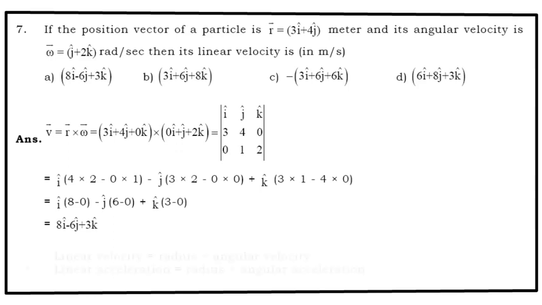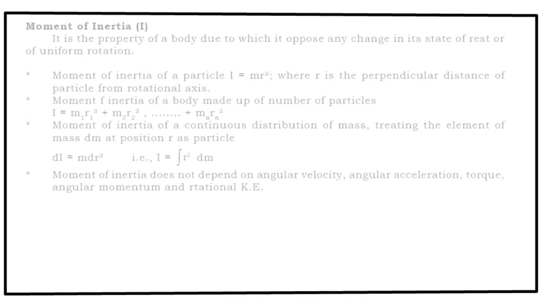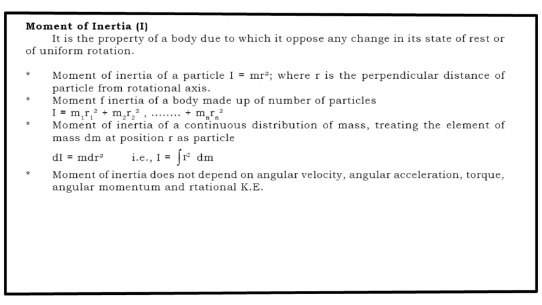Option A is correct. Linear velocity is always radius into angular velocity, and linear acceleration is radius into angular acceleration. Now, moment of inertia. It is a property of the body due to which it opposes any change in its state of rest or uniform motion.